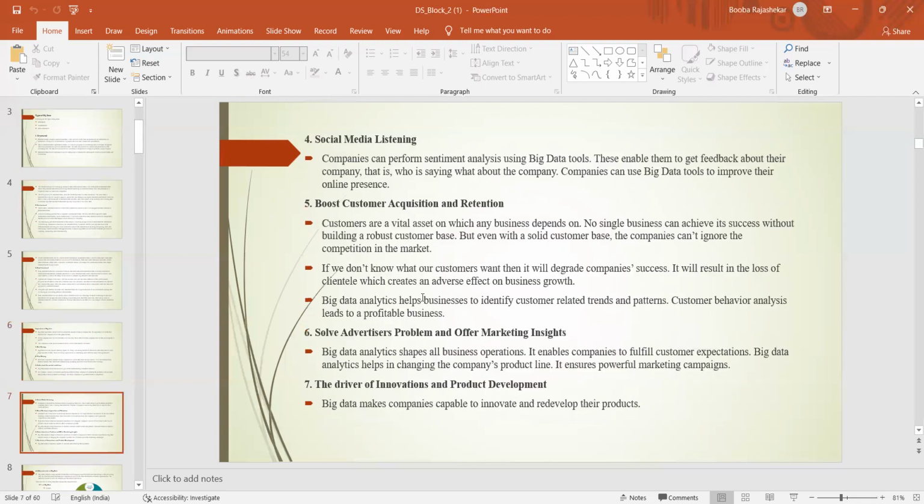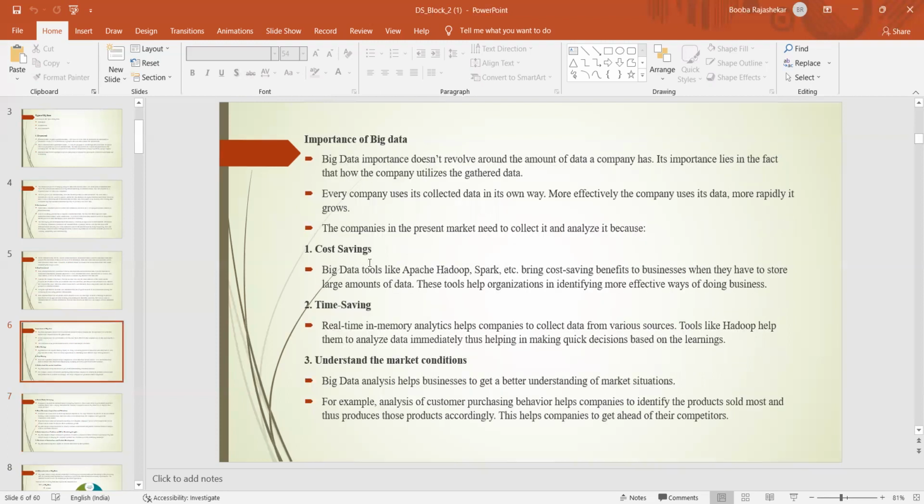Okay. Next one, social media listening. Companies can perform sentiment analysis using big data tools. These enable them to get feedback about the company, that is, who is saying what about the company. Companies can use big data tools to improve their online presence. So these are the main categories: social media, cost savings, time savings, and understanding the market conditions. These show the importance of big data analysis.